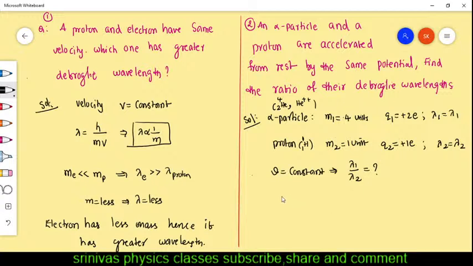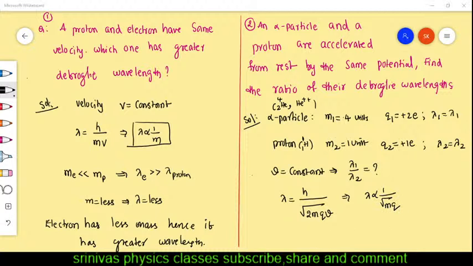Then the lambda formula, potential constant they gave. That's why we have to select the formula in terms of potential: lambda = h / root of 2mqV. This V is the potential, not the velocity. In this, what is constant? h constant, 2 constant, V constant. That's why we write lambda is inversely proportional to root mq. Then we write this in the ratio form.